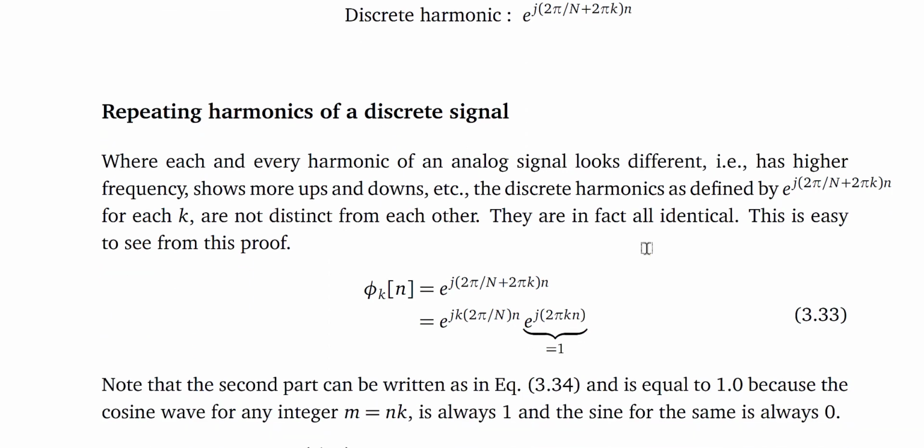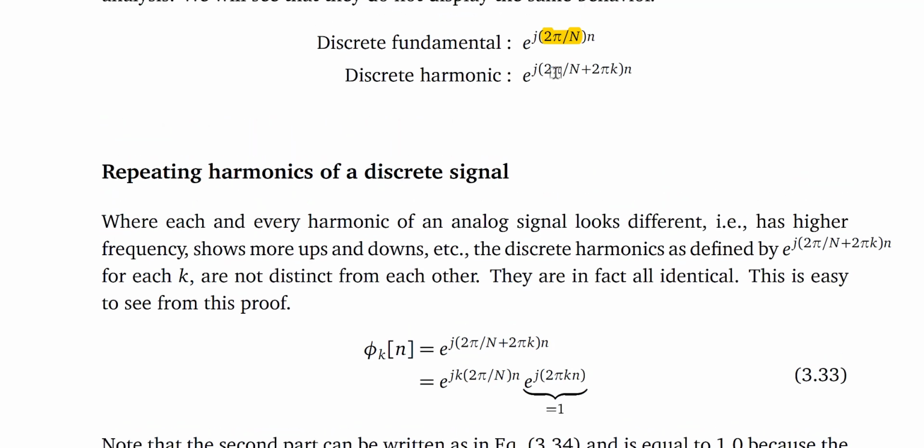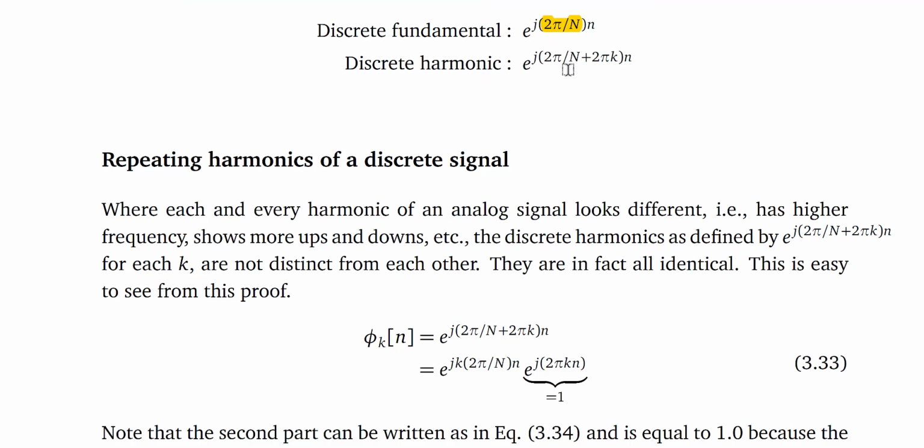Now we find something very interesting by defining the harmonics in this fashion, and that is that each of these harmonics defined in this fashion are exactly the same. Where each and every harmonic of an analog signal looks very different, you can see its frequency is increasing, it shows more ups and downs, etc. The discrete harmonics, defined by adding integer number 2 pi k's, for each k are not distinct from each other at all.